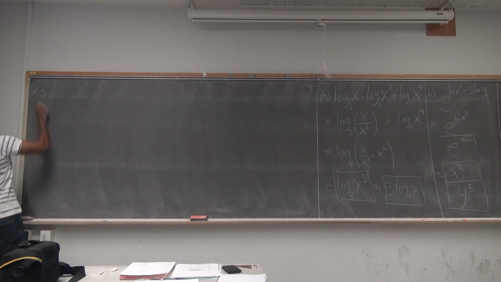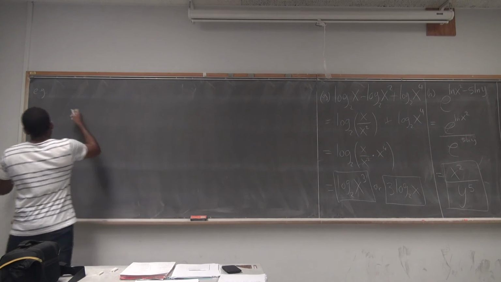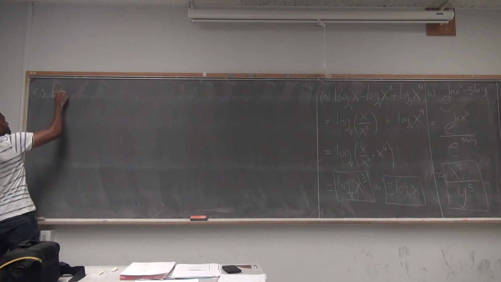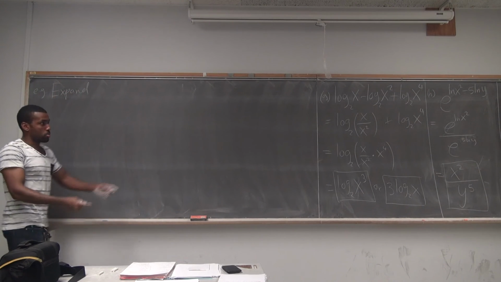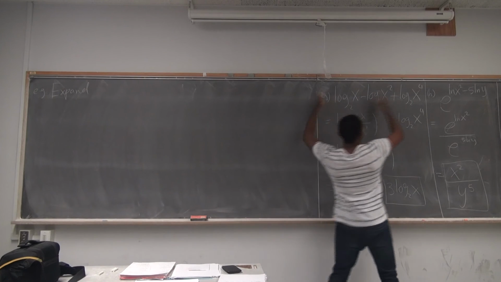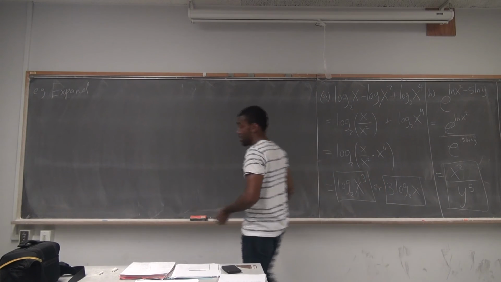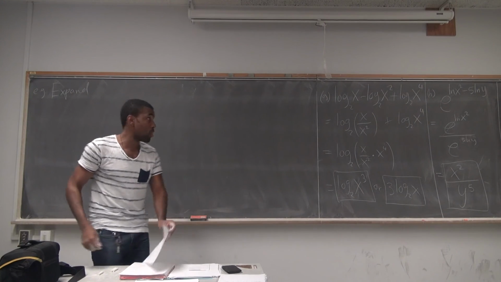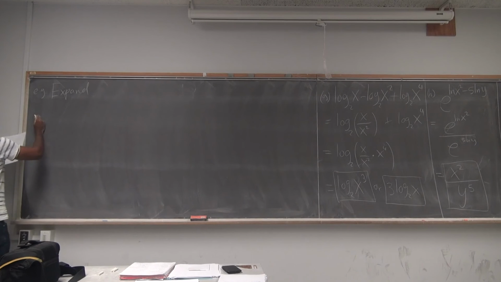Here's another example, which might seem counterintuitive to you at first. Why would you want to do that? But trust me, there are going to be times where you're going to want to do this. I want you to expand something. Before, we had something expanded and we contracted it into one log. Now I'm going to want you to do the opposite. I'm going to give you one log and I want you to expand it as much as you can.